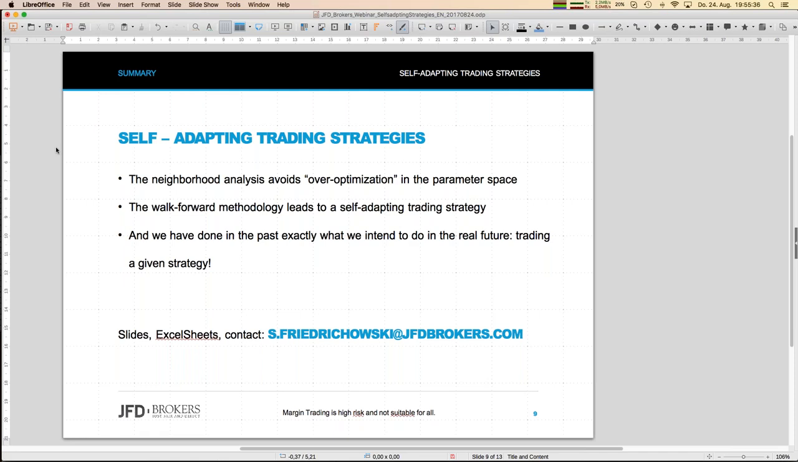We use within that methodology the neighborhood analysis in order to avoid over-optimization in general, which is a cool method as well, even without walk forward, just to avoid over-optimization by looking at the neighbors within the parameter space, and that gives more stable situations. And finally, if you apply that walk forward methodology, you have what I call a better feeling, and a better confidence of what you are doing tomorrow.